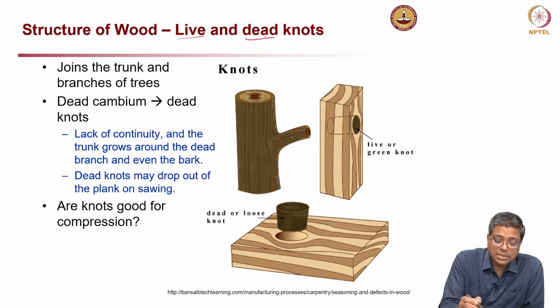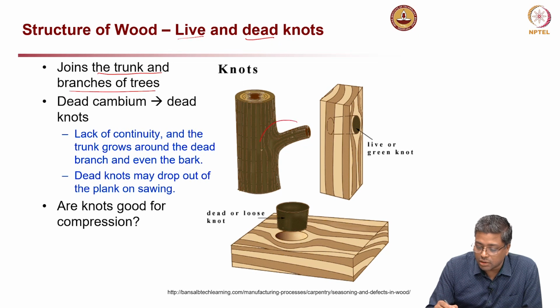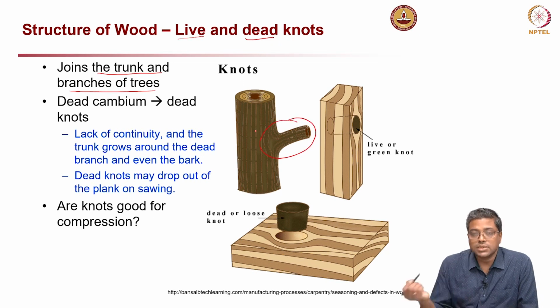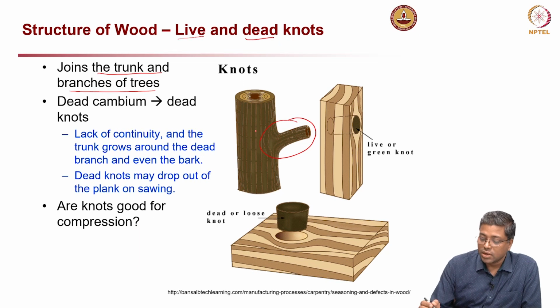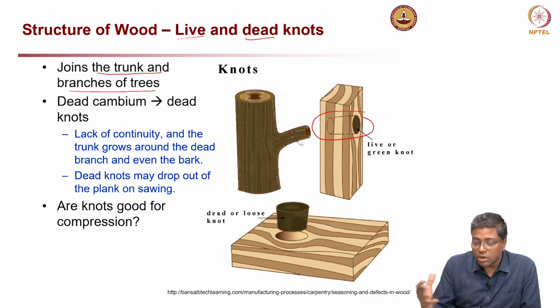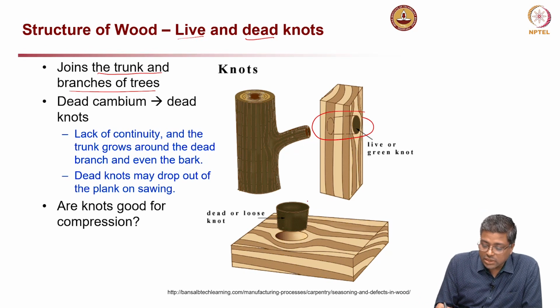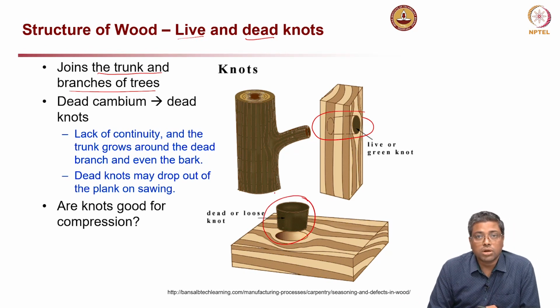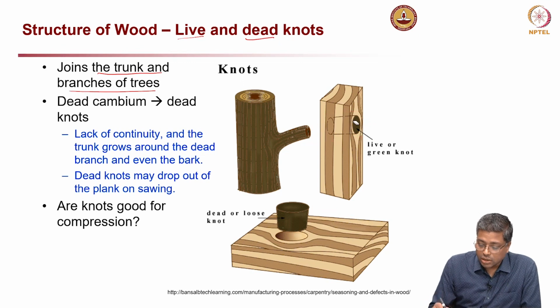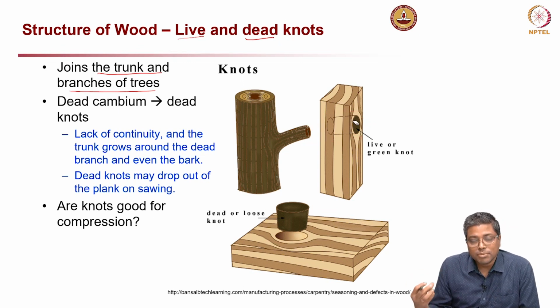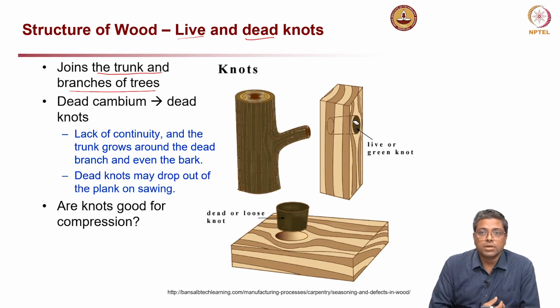Essentially, they join the trunk and branch of a tree. So, think of this as where a branch is coming out of a trunk or stem. If it is a live or green knot, it will be something like this. That means it is active, they are connected together, they are bonded well together. Now, if it is a dead knot like the one shown in the bottom right image, you can see that it is not mechanically bonded to the wood.